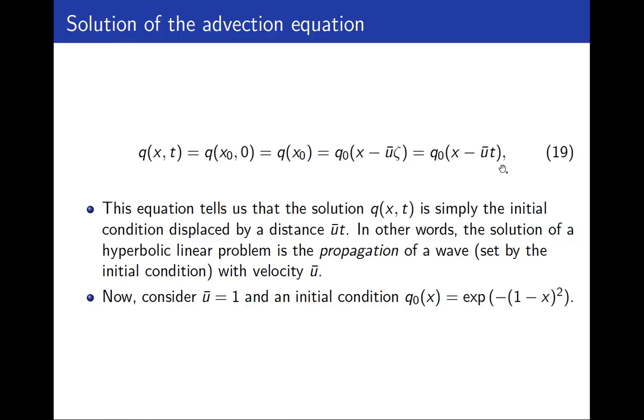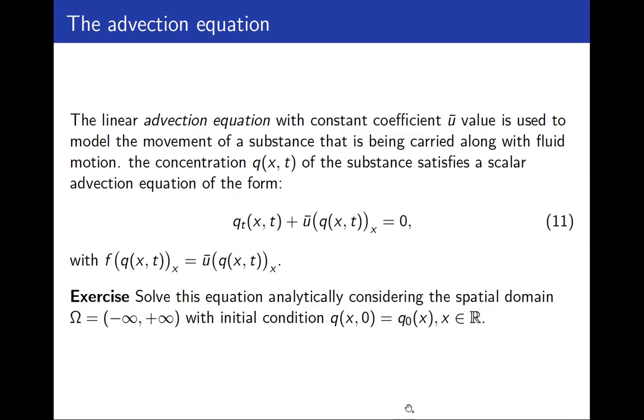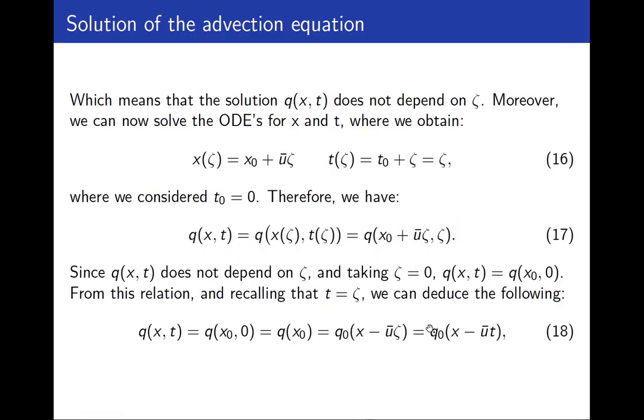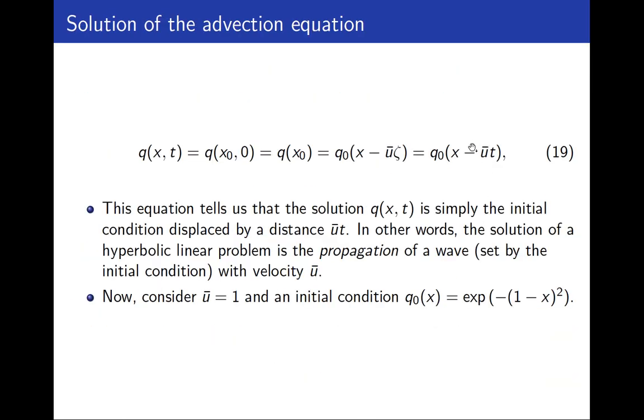So what does this equation tell us? It tells us that the solution q(x,t) is just the initial condition. Remember, we imposed at the very beginning an initial condition: a profile q at time equal to 0. This profile depends on x, but the solution is just the same profile q0, now evaluated at x minus u bar multiplied by t. So the solution is just the initial condition displaced by the distance u t.